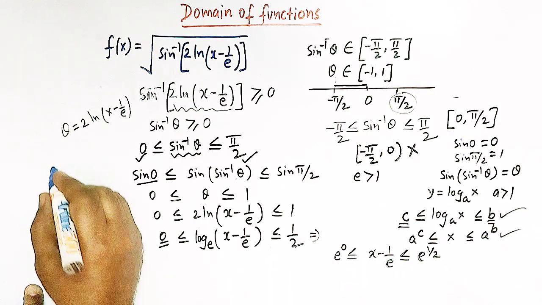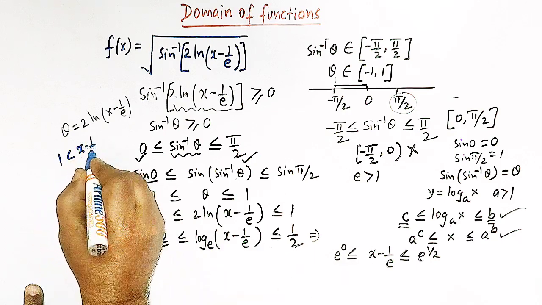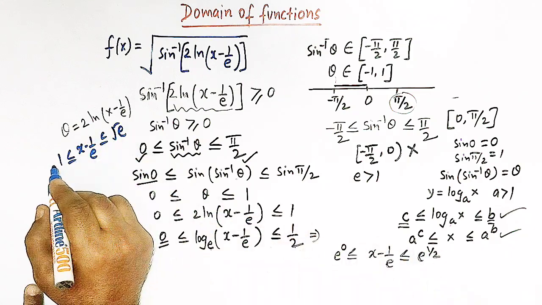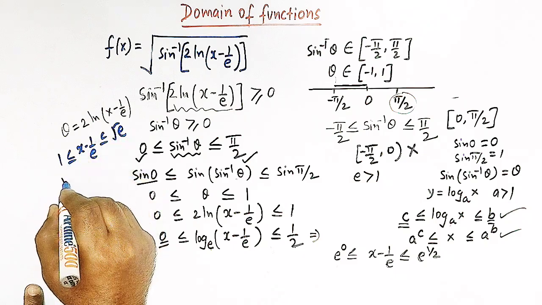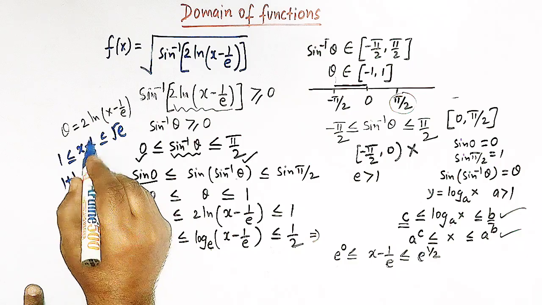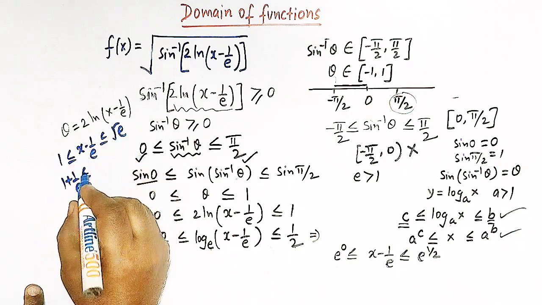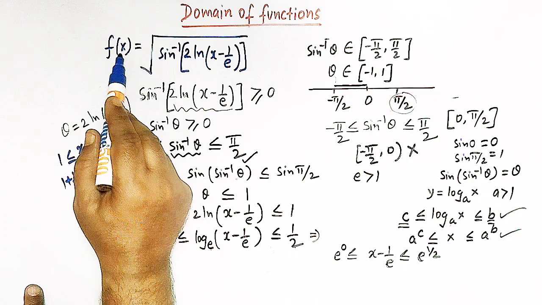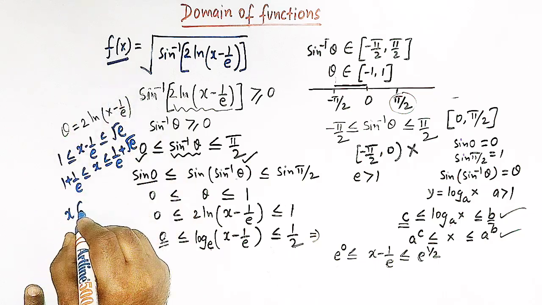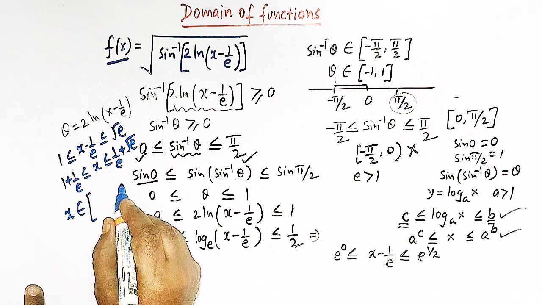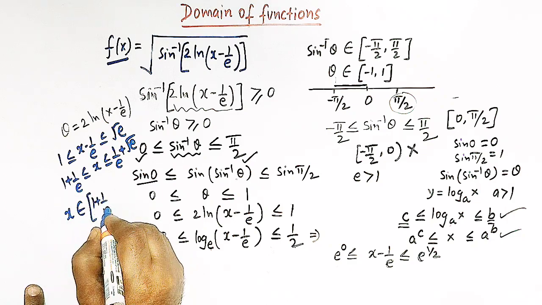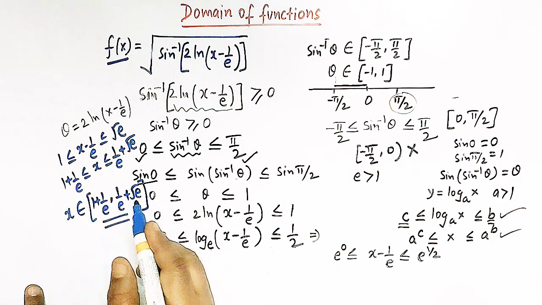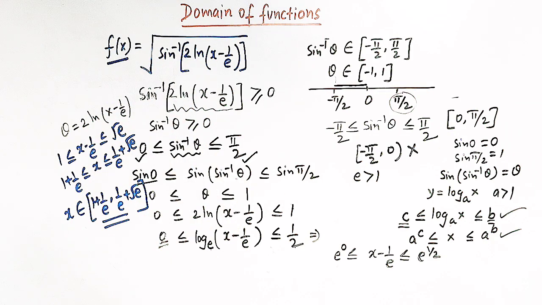So now e raised to 0 is 1, then we have x minus 1 over e, and here we have e raised to half, that is square root of e. Now adding 1 over e throughout, we have 1 plus 1 over e, and here 1 over e gets cancelled when we add 1 over e throughout. So here we have x, and here we have 1 over e plus square root of e. So the domain of this function f of x is now given by this interval, closed from both the ends: 1 plus 1 over e to 1 over e plus square root of e.